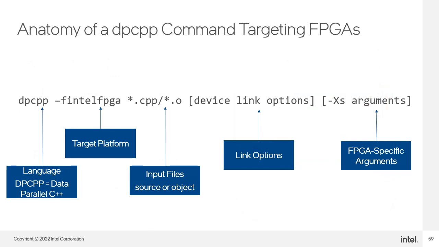How do we run the commands for the various steps in the development flow we have just looked at? This construct shows the anatomy of the DPC++ command targeting FPGAs. The dpcpp stands for the language Data Parallel C++. -fintelfpga in lowercase letters represents the target platform, which is the FPGA device. It comes right after the dpcpp keyword. Next are the input files, which can either be your source files in .cpp format or object files in .o format, after which you provide link options and some FPGA-specific arguments. We will go over some of them in the next couple of slides. The commands required are all in the oneAPI programming guide.